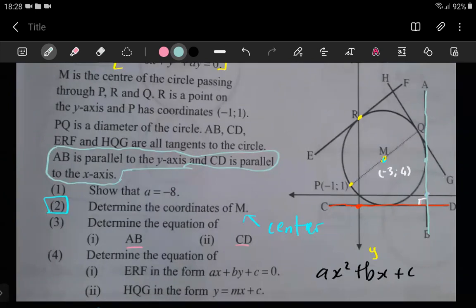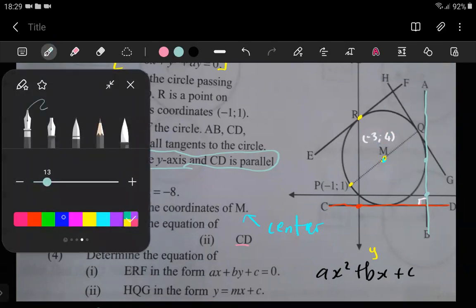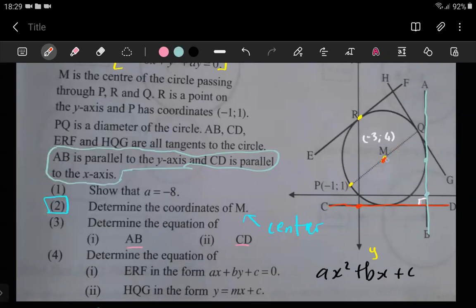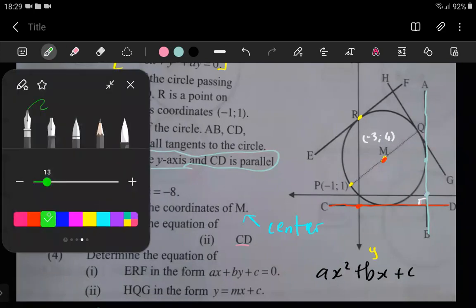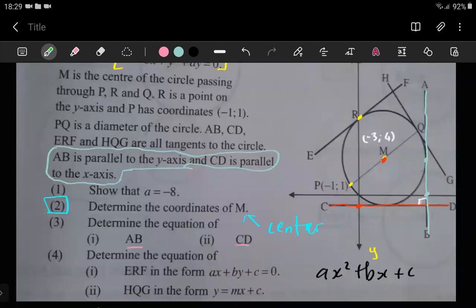Now, because we have M, what can we do to get the y value down here? We have M and the radius as well. So what can we do to get the y value down there? Remember, the radius is 5. Would it be Pythagoras? Would it be the gradient one, like y = mx + c?